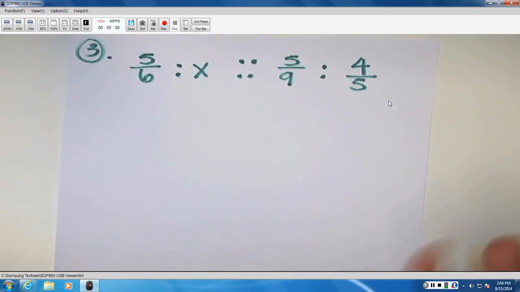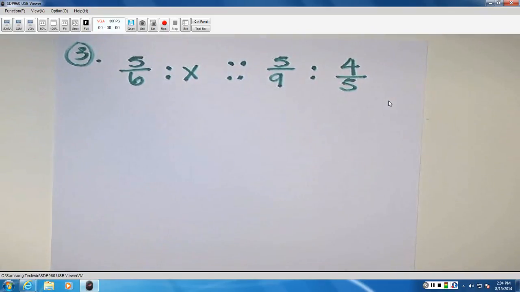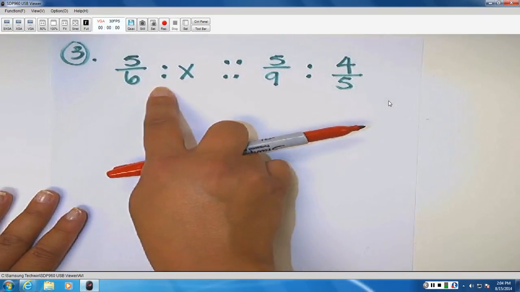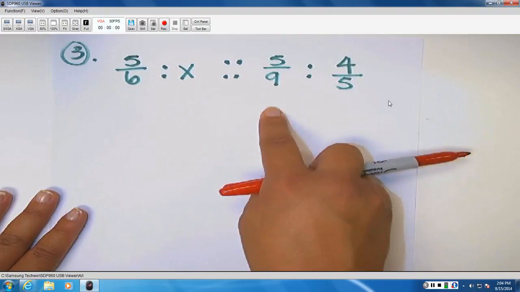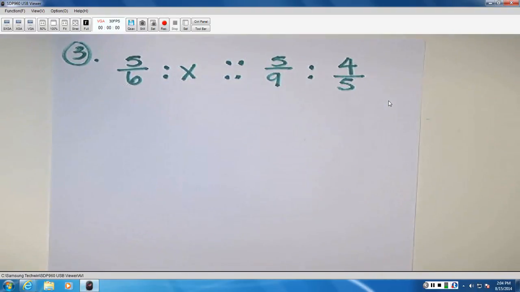Okay, so that's kind of the end of the really simple, basic ones. And now we'll move up to one that's not much harder, but maybe a little bit more difficult, or a few more steps we're going to have to take. And that's when we have fractions. So this proportion says 5/6 is to x as 5/9 is to 4/5. So basically, we're just going to set up our equation like we normally do.